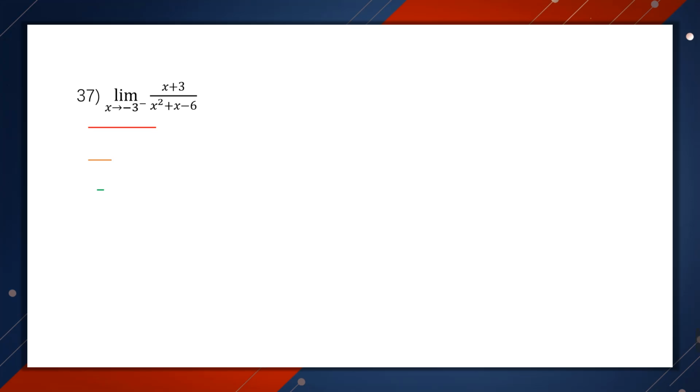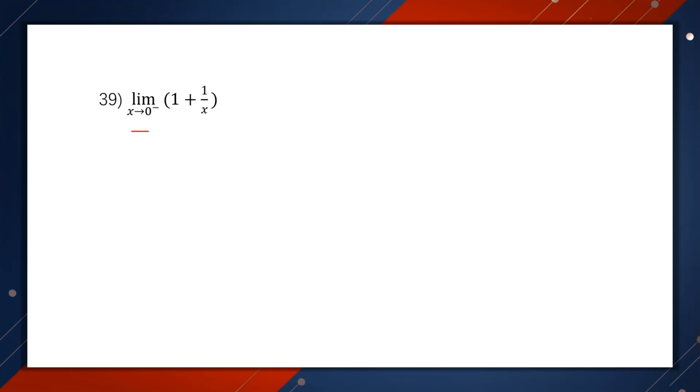Then the limit of x plus 3 over x squared plus x minus 6 as x approaches negative 3 from the left side. We can first regard this function as x plus 3 over x plus 3 times x minus 2. So we should cancel the same factor and we get 1 over x minus 2. Because x approaches negative 3 from the left side, we find the final result is negative 1 over 5.